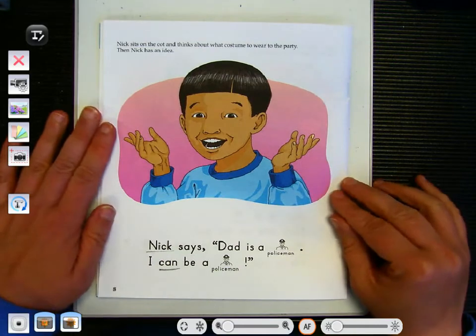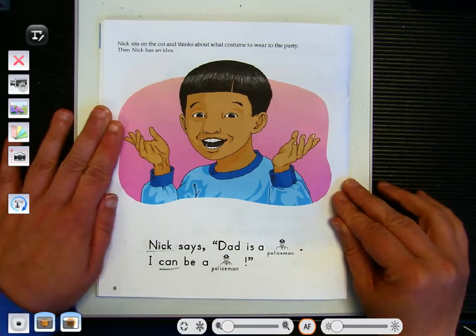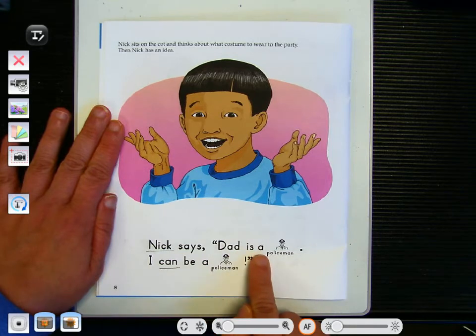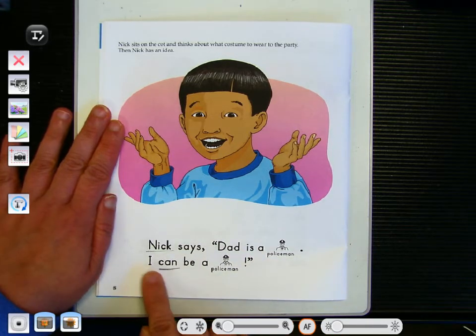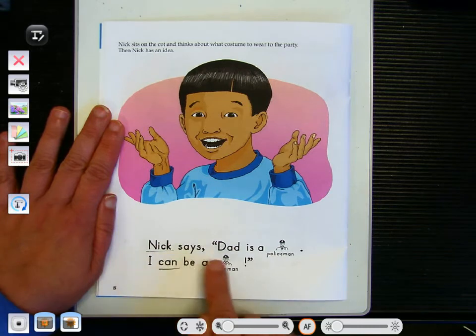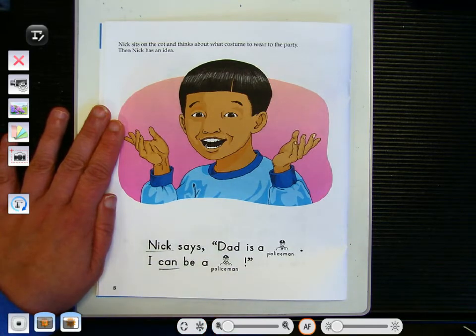Nick sits on the cot and thinks about what costume to wear to the party. Then Nick has an idea. Nick says, Dad is a policeman. I can be a policeman. Your turn. Let's read it fluently. Nick says, Dad is a policeman. I can be a policeman. Your turn.